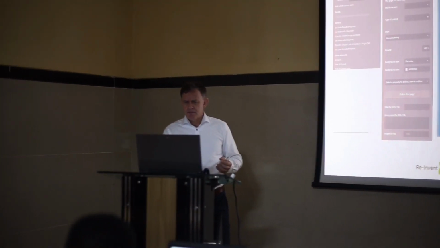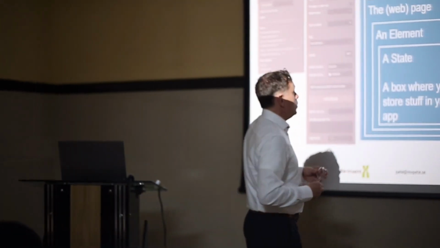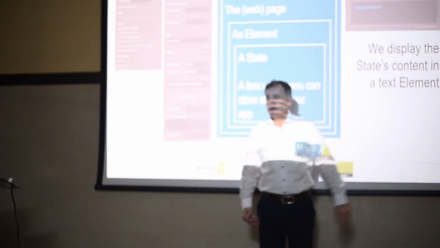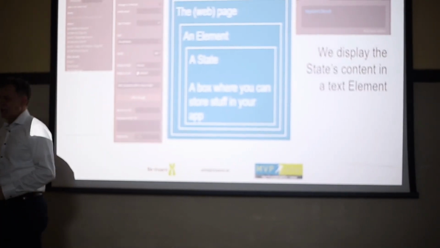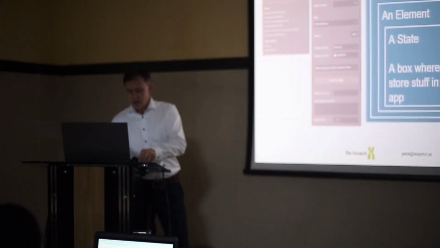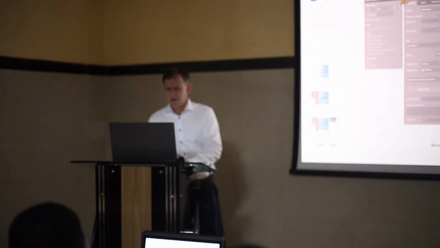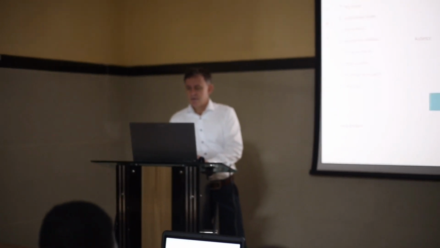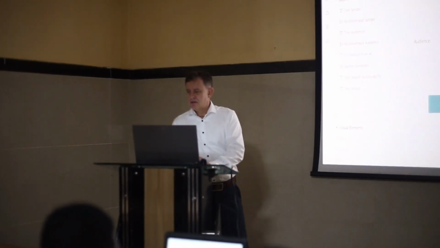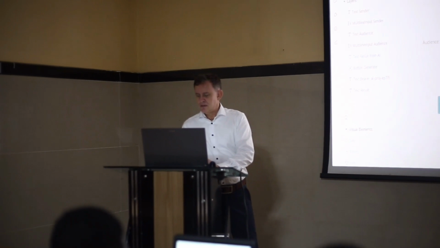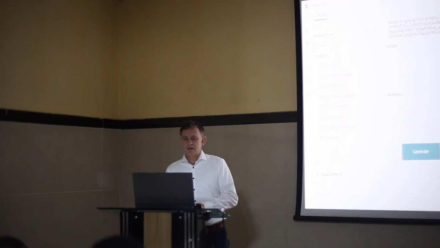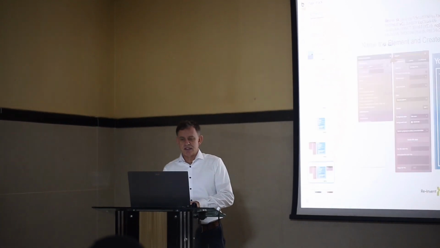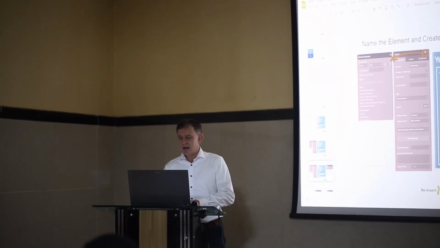Out of the state, we display the state's content in a text element. So my text element, and I will show you that live as well. My text box here. Sorry, this should be the content of the box of that state. So that's how to get it out.